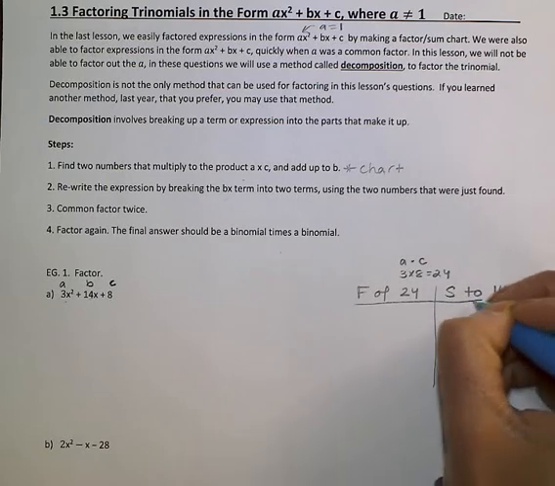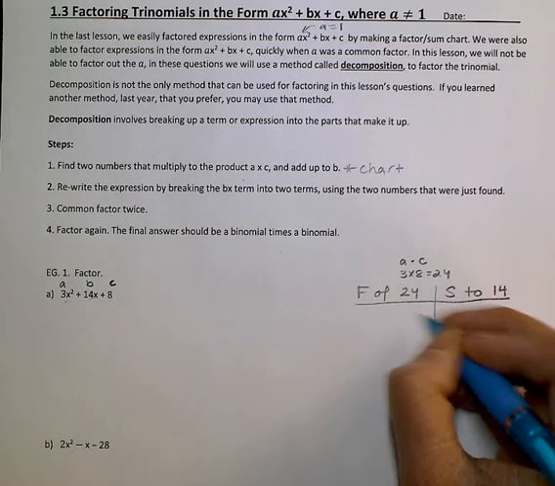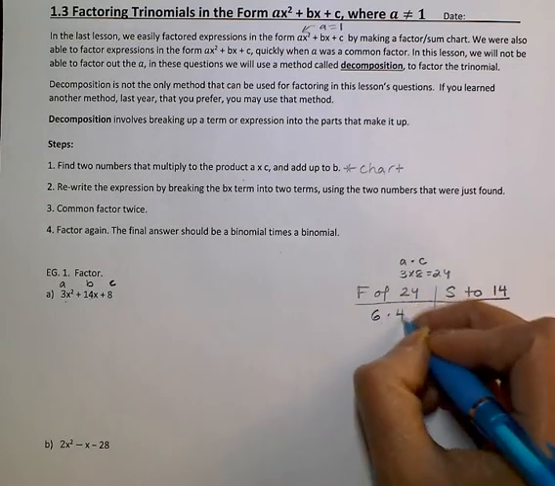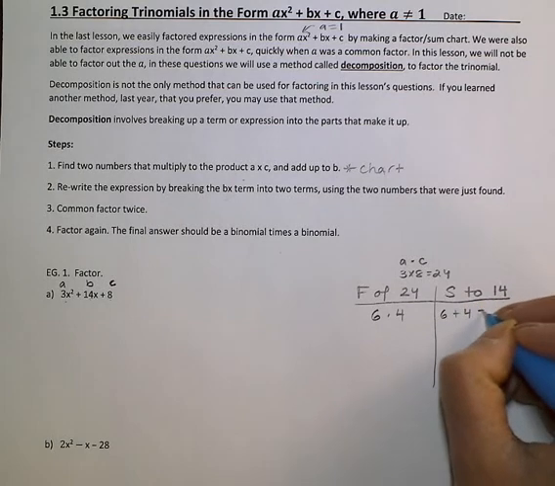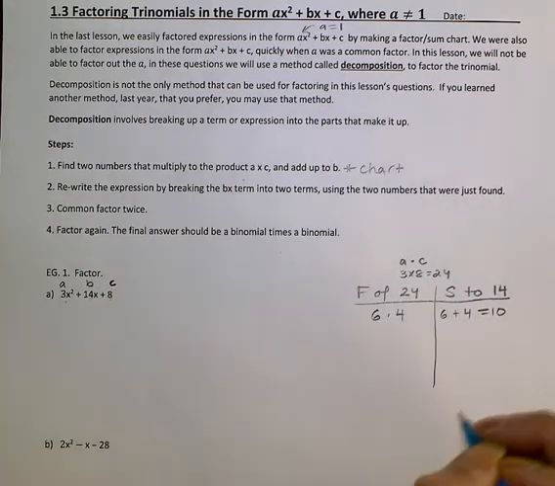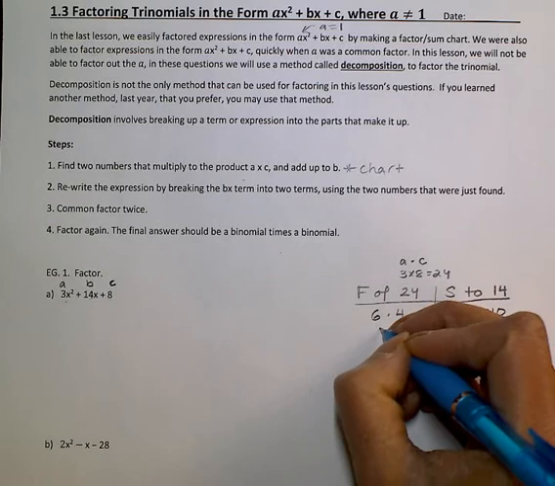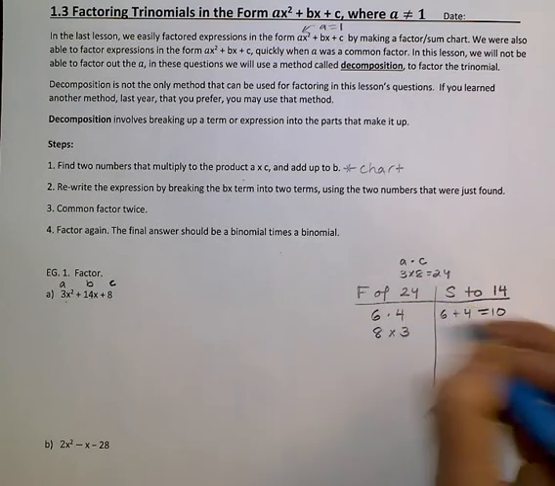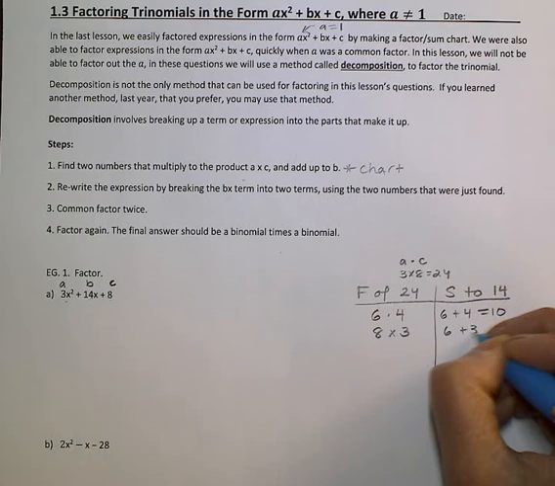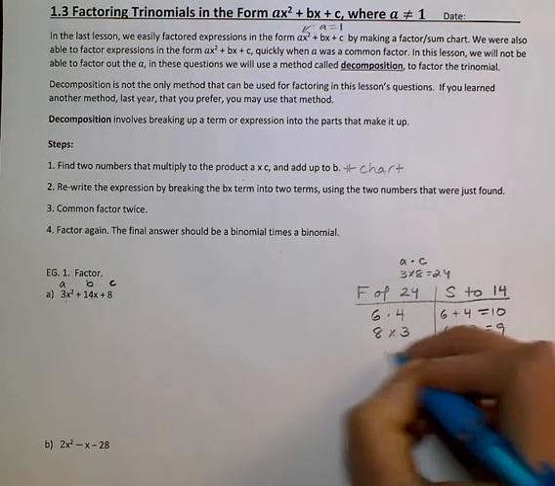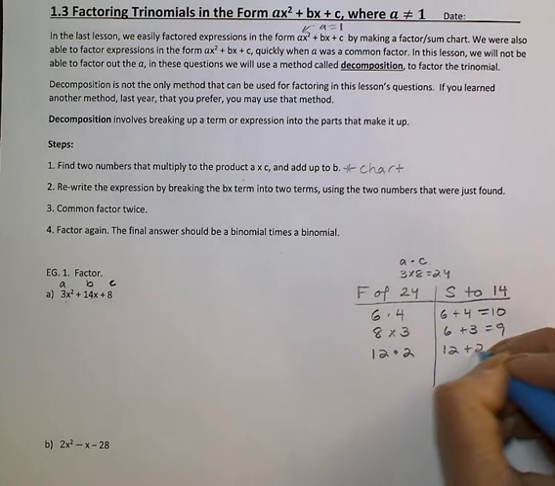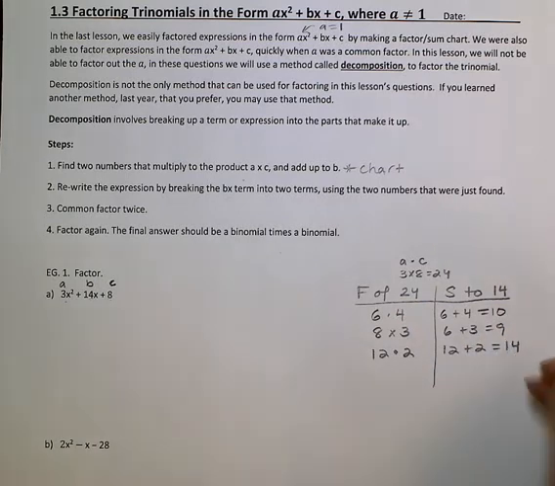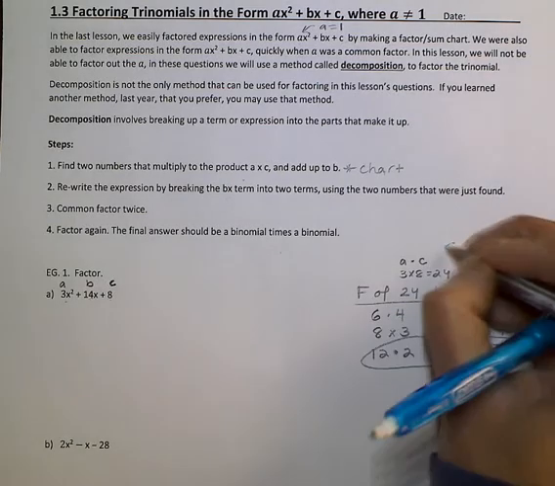So I start brainstorming. What numbers multiply to 24? 6 times 4 is 24. However, when I add 6 and 4 together, I only get 10. So I keep going. 8 times 3 is 24, but 8 plus 3 is 11. That doesn't work. How about 12 times 2? 12 plus 2 is 14. That's what I want. Okay, so that was step 1. Step 1 is to make your chart.